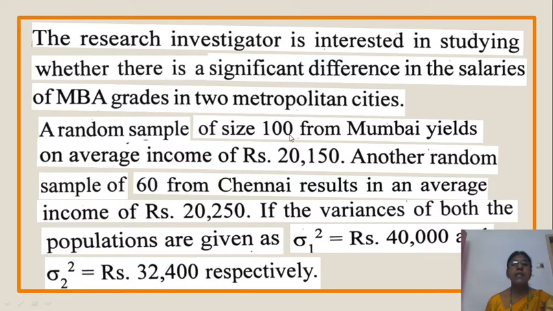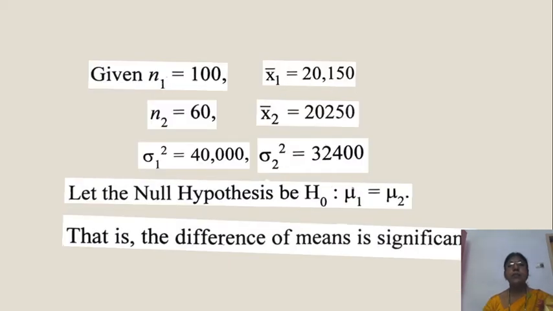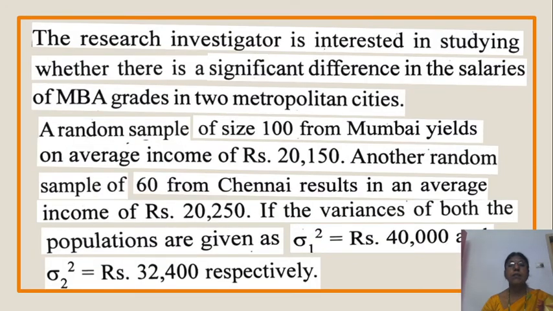A random sample of size 100 from Mumbai yields an average income of rupees 20,150. Another random sample of 60 from Chennai results in an average income of rupees 20,250. If the variances of both the populations are given as sigma 1 square is 40,000 rupees and sigma 2 square is 32,400 respectively. Okay ma. See here, a random sample of size 100 from Mumbai.